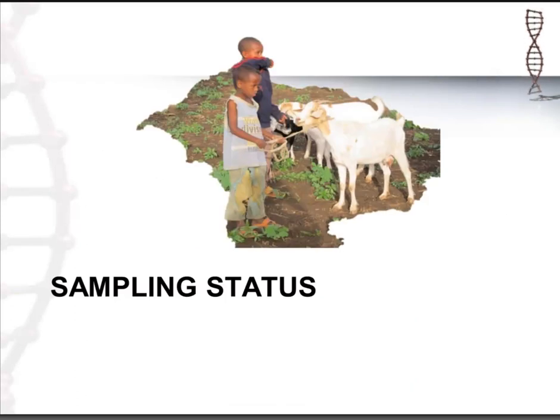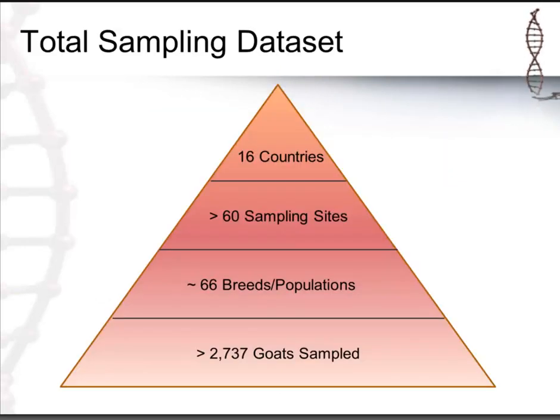So this is where we're at right now. This has really become a huge collaborative project. I think everyone in the project knows by now that I tend to be a very greedy person, and the more animals and samples I can get, the better. So our sampling status right now is we have goats from 16 countries. That includes over 60 sampling sites, not just countries, but villages, that type of idea. About 66 breeds or populations.